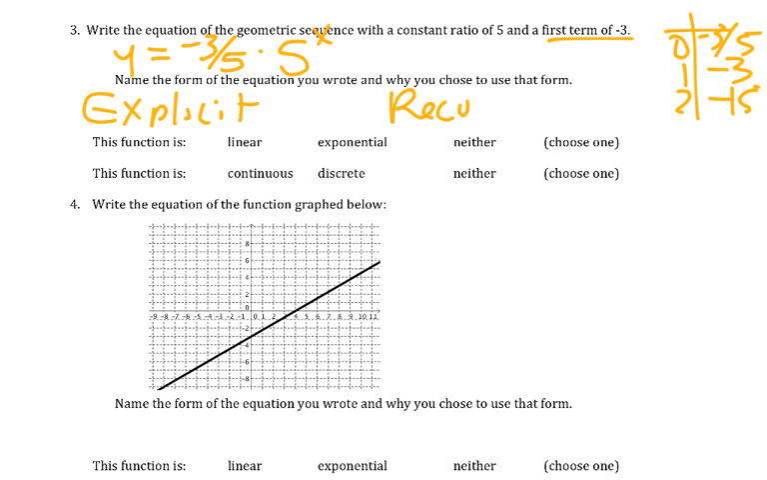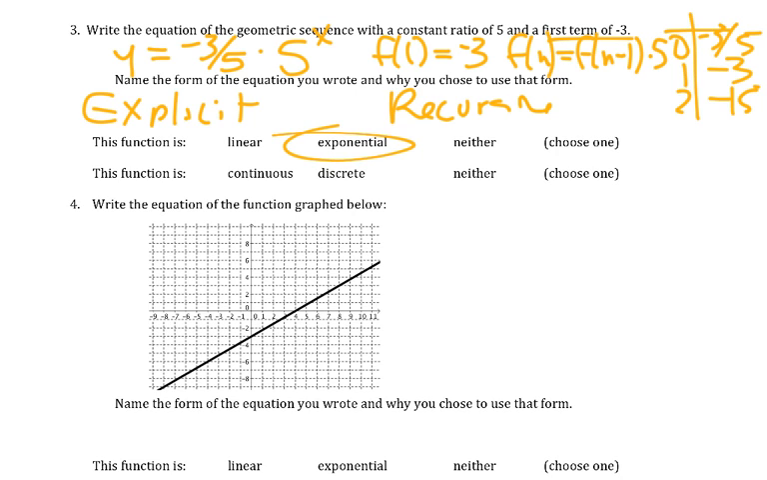If we wanted to go recursive, which we could, we'd go a sub 1 equals -3, or actually let's do it in function notation. f of 1 would equal -3, then f of n equals f of n minus 1 times 5. Okay, definitely exponential, and we're going to assume this is continuous, because there's nothing here telling us, well, I guess it says a geometric sequence, and if something's a sequence, then it's discrete.